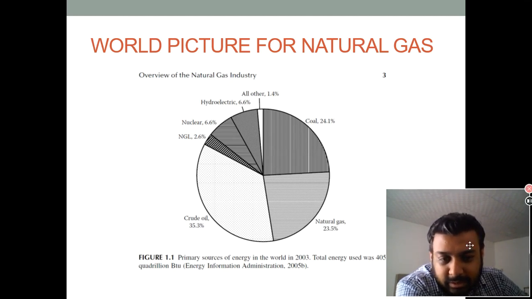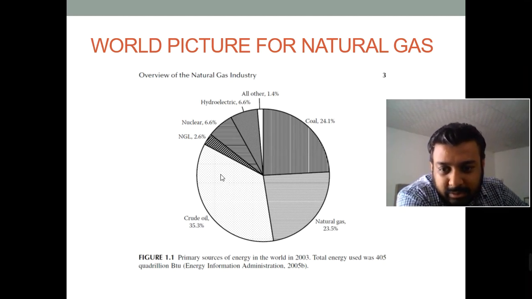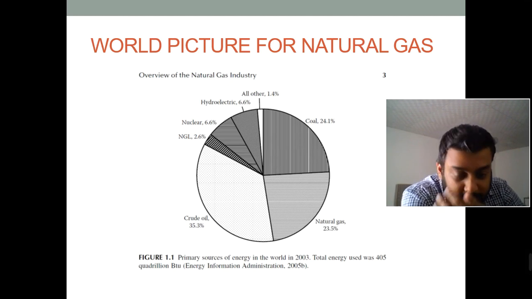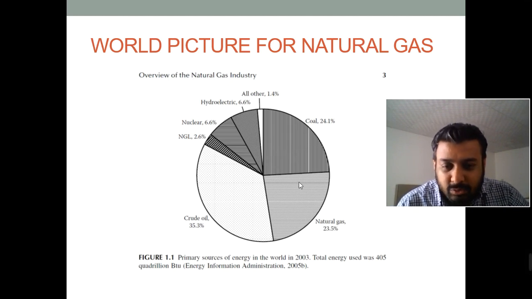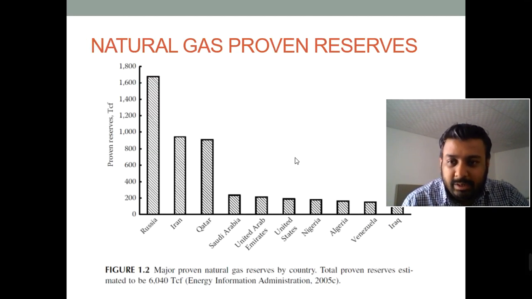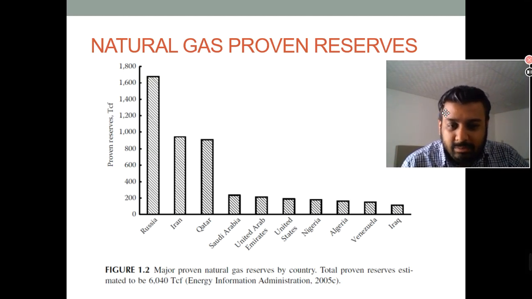Look at this picture. Actually, it's 2005. It's not really new, but still, look at the use of crude oil. After crude oil, natural gas has a share of 23.5% of the worldwide use of energy. And after that is coal. But as we proceed ahead, the use of coal is declining because of its environmental hazards. We are mostly concentrating on crude oil and natural gas, and now, as you know, renewables are coming into the picture.